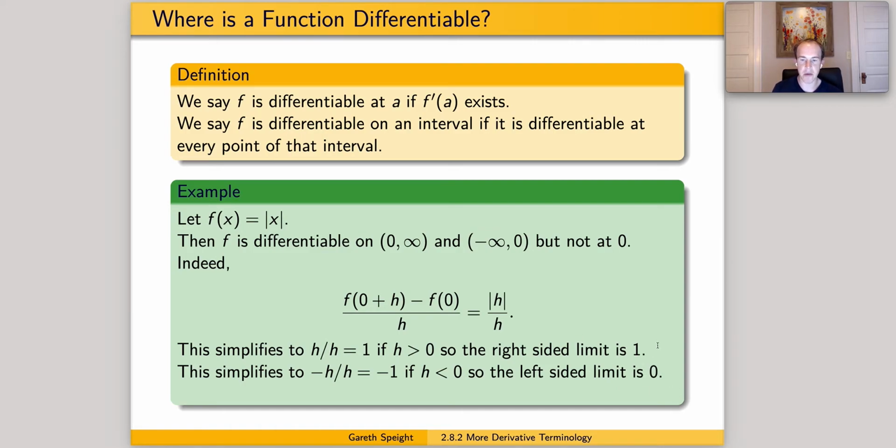So the right-sided limit is going to be 1. The left-sided limit is going to be minus 1. They are different, so the limit does not exist. Or in other words, the function is not differentiable at 0. So the absolute value of x is differentiable on (0, infinity) and (minus infinity, 0), but definitely not at 0.